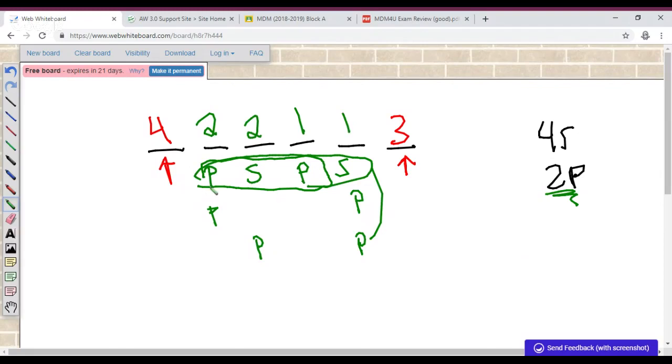So if I have exactly song, piano, song, song, that is 4 times 2 times 2 times 1 times 1 times 3, which is 4 times 2... 16 times 3 is 48.